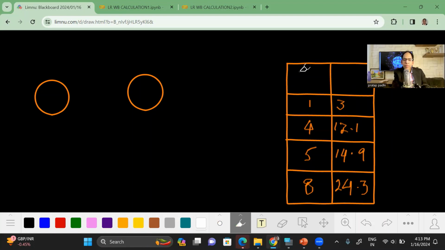Suppose these are my half yearly exam marks, and this is my final exam score. What we want our neural network to learn here is how to learn the final exam marks.